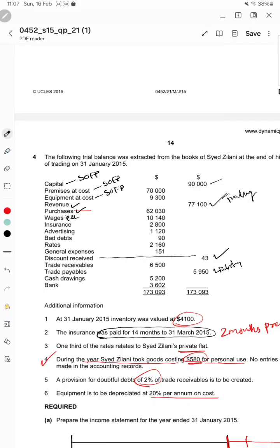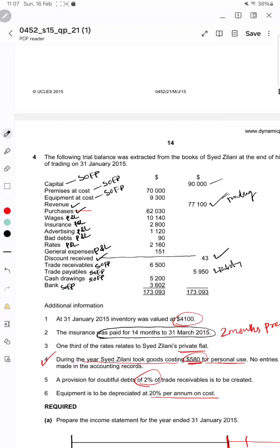Wages is a P&L account expense. Insurance is a P&L account expense. Advertising is a P&L account expense. Bad debt is a P&L account expense. Rates also a P&L account expense. General expenses is a P&L account expense. Discount received we taken, it's a revenue. Trade receivable is an asset, so it's a SOFP item. The trade payable is a liability, also a SOFP item. Cash drawing is deducted from your capital, so it's a SOFP item. Bank is an asset, a SOFP item.